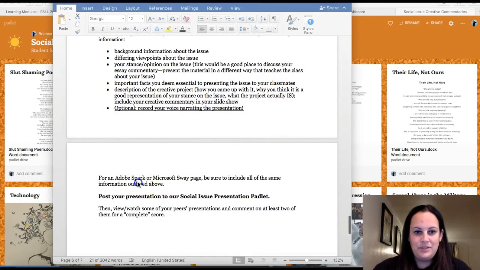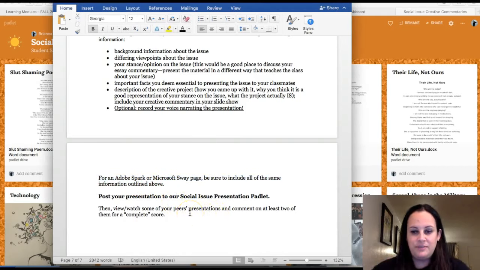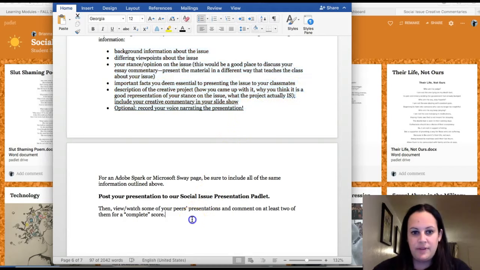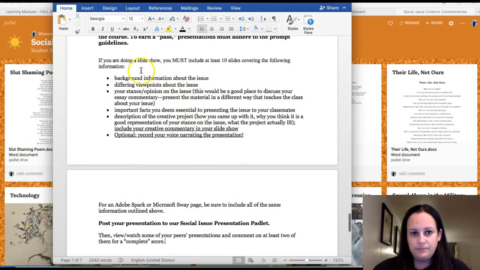And you're going to post your presentation to a different Padlet, which I'll show you right now. If you want to do an Adobe Spark page or a Microsoft page, you still need to include all of this information, but you're going to be creating basically a web page that people scroll through. So you're going to just have a different layout, which is perfectly fine. So you're welcome to do either of those options, a slideshow or a page.